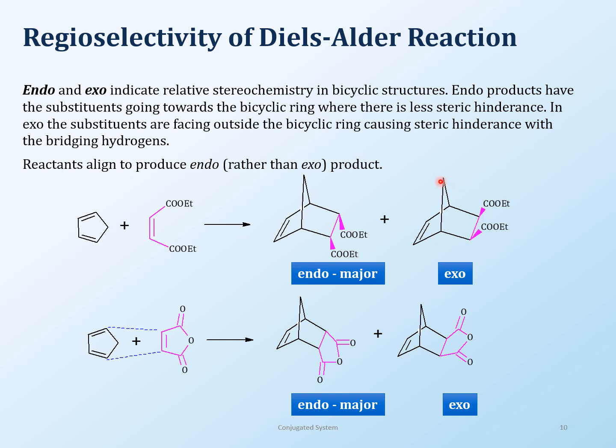Exo means going towards the bridging carbon over here, and then the endo means going under the bridge. How is that? Under the roof, you can think of it like that. The endo product is more stable. Why is it more stable? Because there is less steric hindrance here. These two groups can actually interact with the hydrogens on this bridging carbon. So that means there is less space on the top over here. There is a lot more space here.